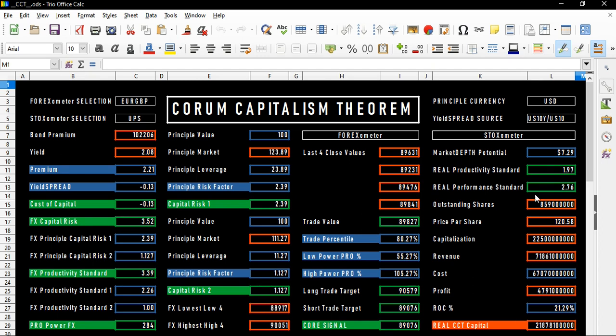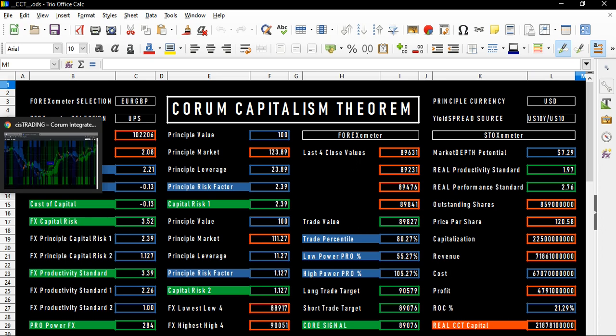All right. Our principal currency in the upper right-hand corner is the US dollar. Our yield spread source is going to be the US 10-year yield and the US 10-year bond. All right. So let's get started. Let's look at our first boxes here. We have bond premium and yield. This is very simple. I'm going to go right over to our chart.